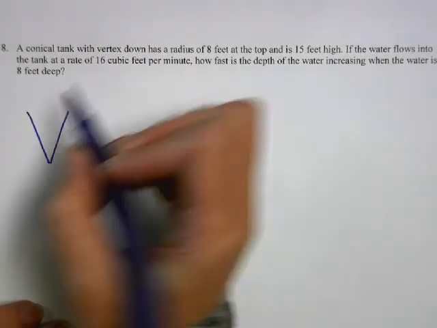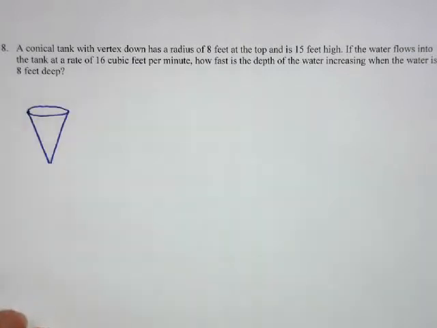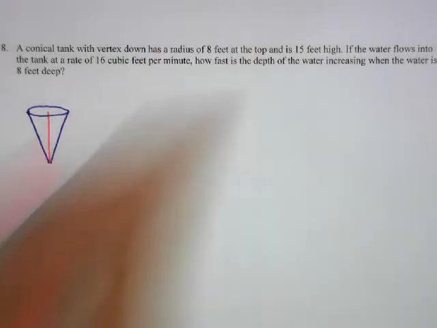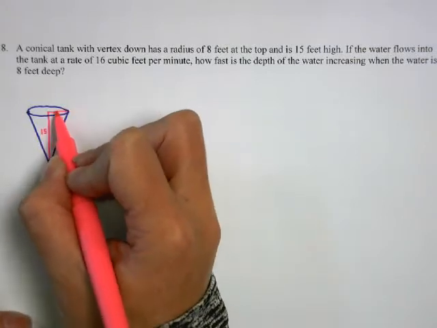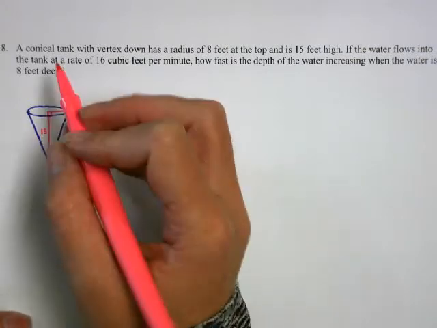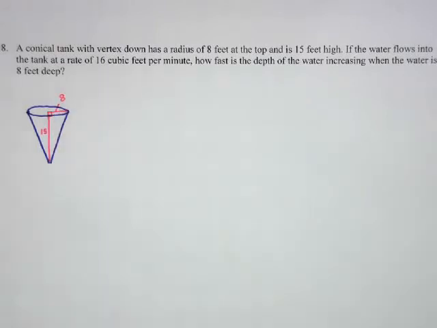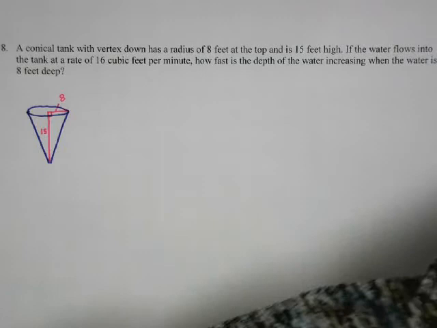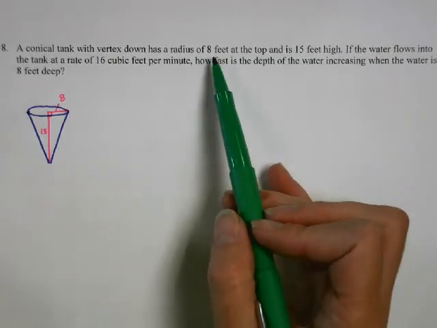Okay, so here's my cone. I know that the height of this thing is 15, and the radius at the top is 8. So let's look at our knowns and our unknowns. The 8 and 15 we labeled on the picture. The water flows into the tank at 16 cubic feet per minute.